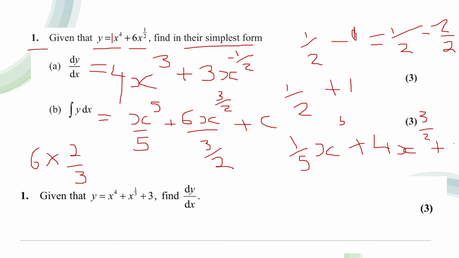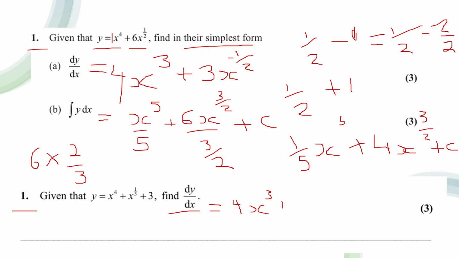Questions like this are almost certain to come up in your A-level exams and AS and A2 pure exams. Next one, question 1 from a different paper. Given that y is equal to x to the 4 plus x to the power of a third plus 3, find dy over dx again. So find the first derivative. So the power comes down as a multiplier, and the power reduces by 1. So we're going to have 4x cubed. And then we've got plus x to the power of a third.